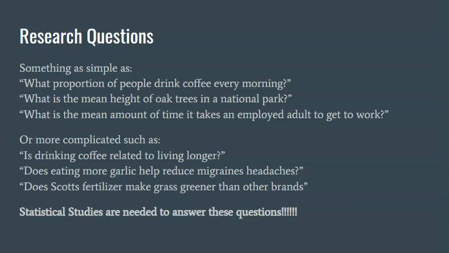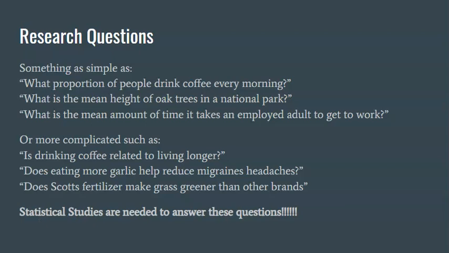Or it could be even a little bit more complicated, looking at the relationship between two variables, something like, is drinking coffee related to living longer? So we got two variables there. Do you drink coffee? How long do you live? Does eating more garlic help reduce migraine headaches? Does Scott's fertilizer make grass greener than other brands? Scott's is a brand of fertilizer, and there's lots of brands of fertilizer, but does that specific fertilizer help make grass greener? So statistical studies are needed to answer these types of questions.